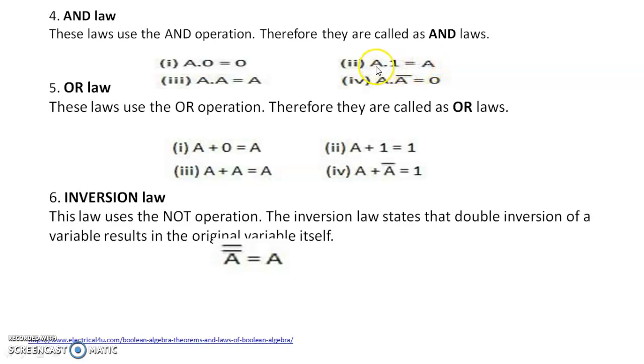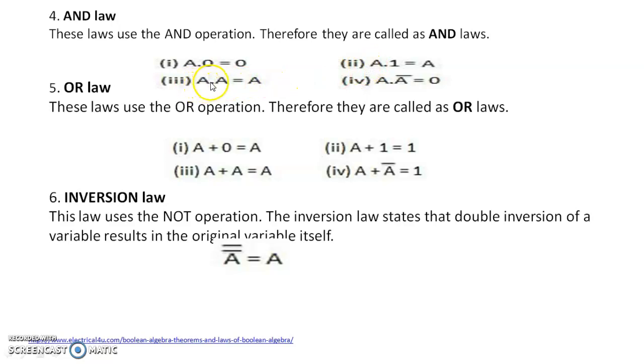Suppose the value of A is 0. When you multiply it with 1, the output will be 0. The same holds for the first case: if we consider A as 0, the output will be 0, and if we consider A as 1, the output will still be 0 because it is multiplied with 0. So it depends on the value of A, whatever input you apply.